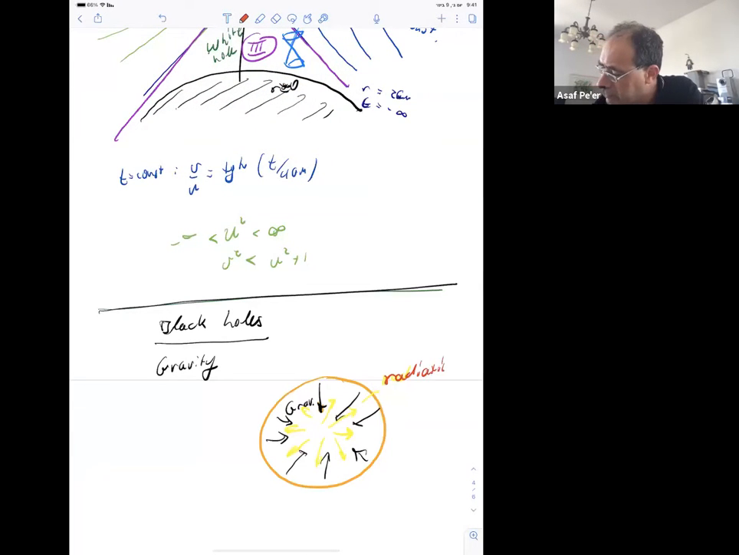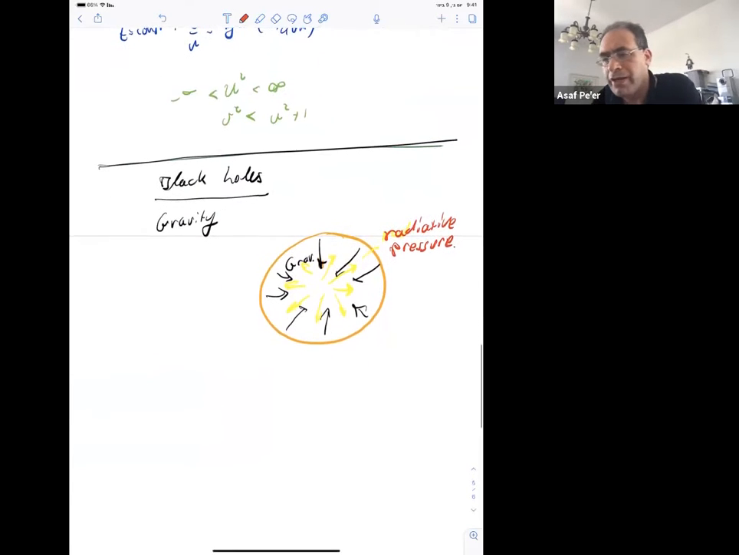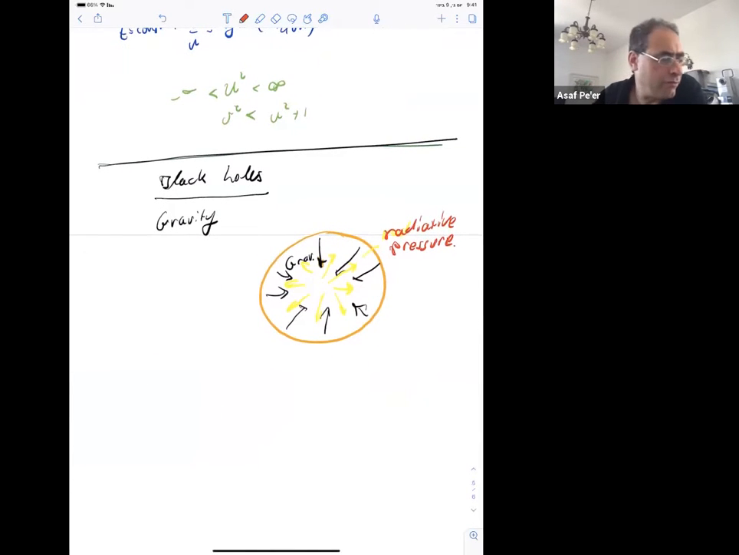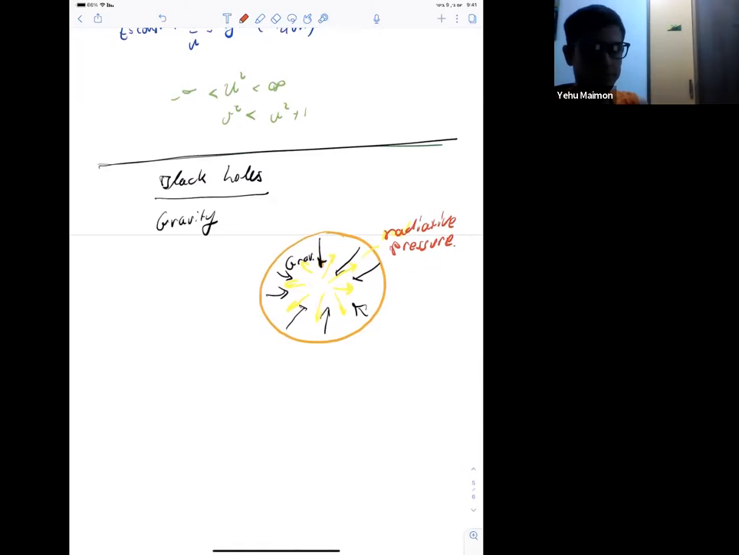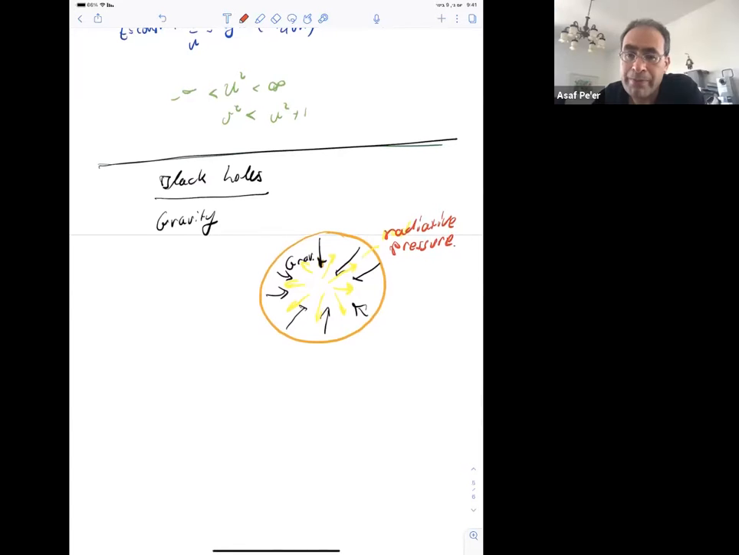Radiative pressure. Now it's been like that for something like 4 billion years. It will keep like that for another 4.5 billion years or so. Until what happens? Becomes a red giant. Becomes a red giant. No. What will happen at the end?